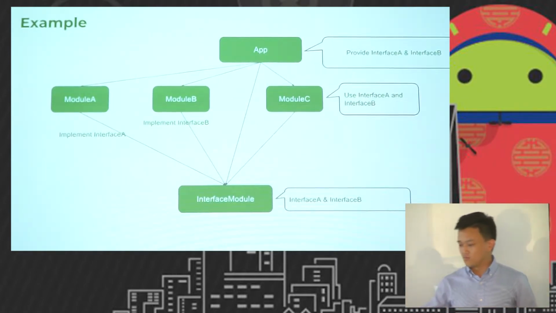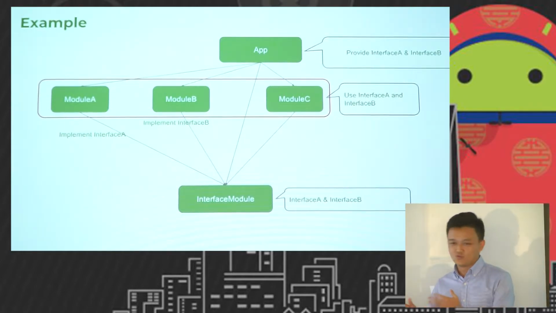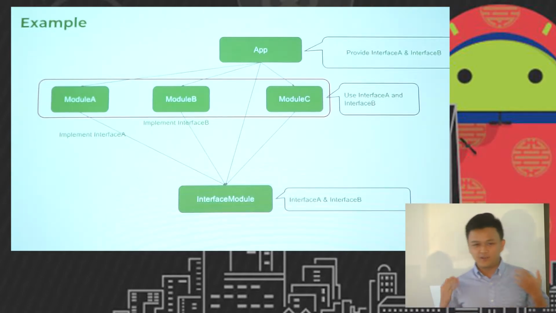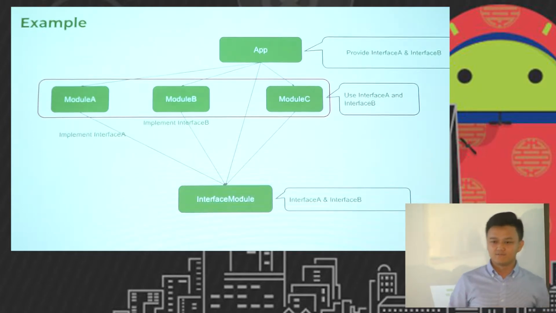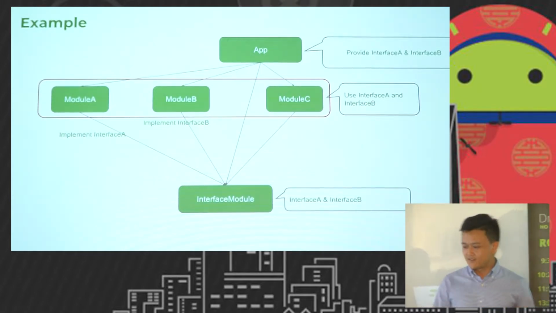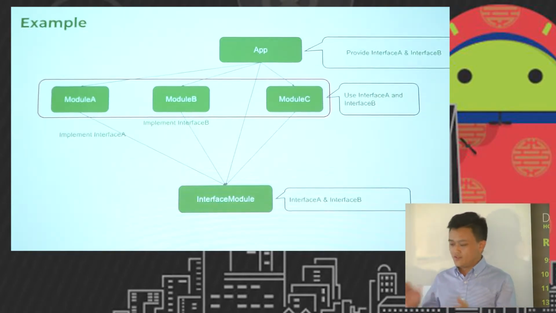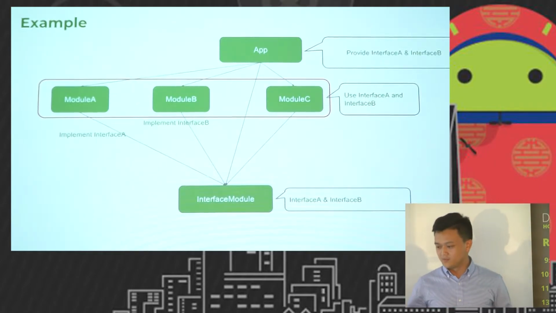And now what do we have? Module A, module B, and module C have no idea about each other. It means that when you hit the build button, module A, module B, and module C can be built in parallel. That's the first thing. The second thing, if you have multiple teams or multiple devs working on different features, then module A and module C can work in parallel and will not break the other's logic. It somehow will speed up your development time.